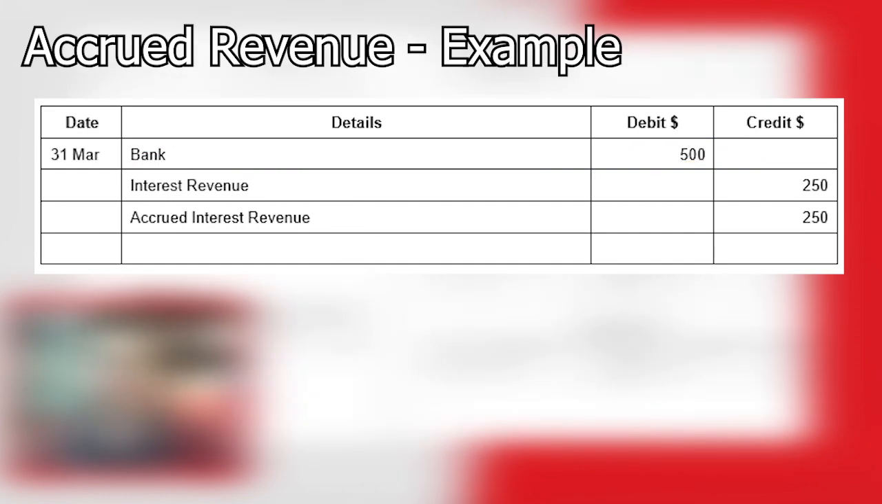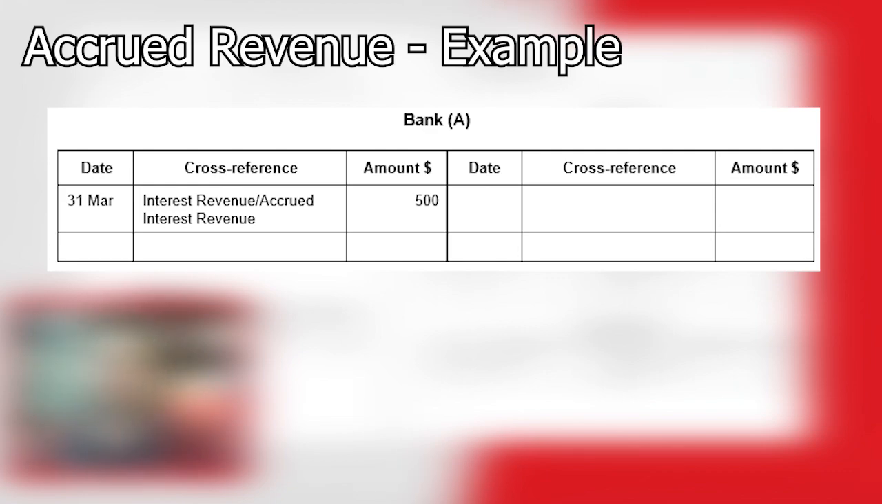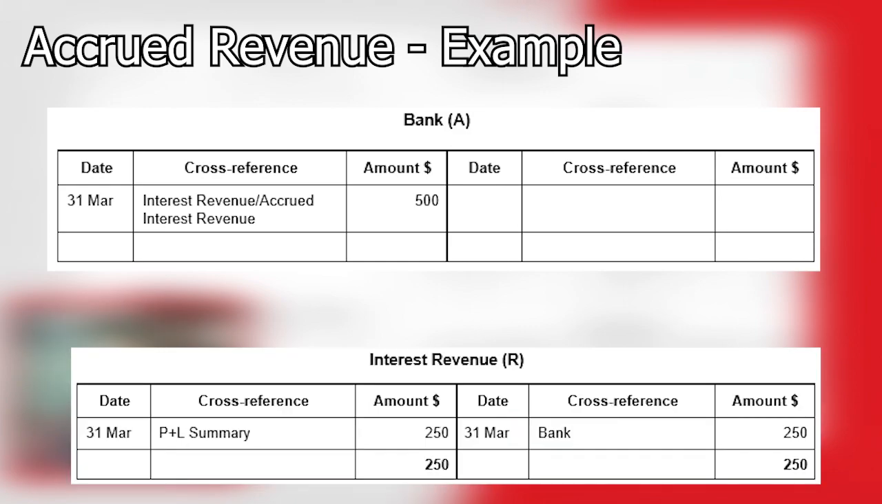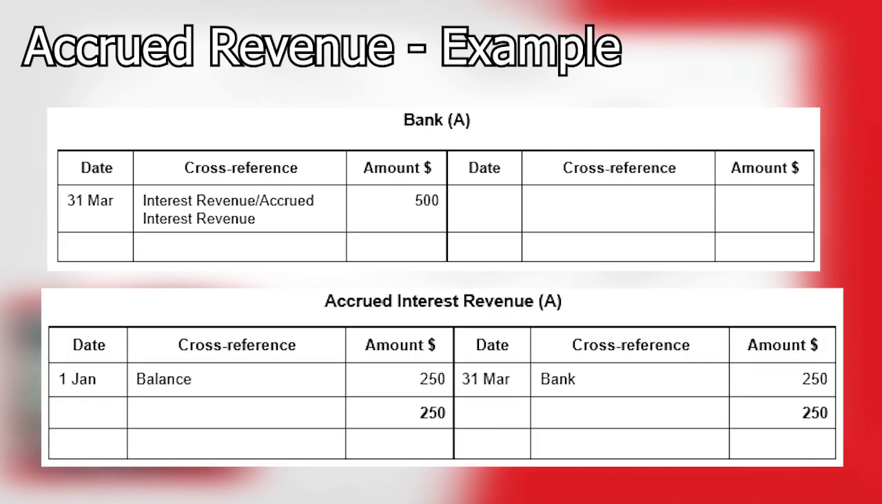So we just make sure we address that appropriately. And then we have a look at the bank general ledger. We see it's a debit and it's cross-referencing both interest revenue and accrued interest revenue. Meanwhile, the interest revenue account is $250 this time to bank because it's been paid straight away. And the P&L summary will close that off. And then lastly, we look at accrued interest revenue. We see the starting balance on the debit side closed off, or made zero, by the balance day adjustment on the 31st, which is receipt of that payment.